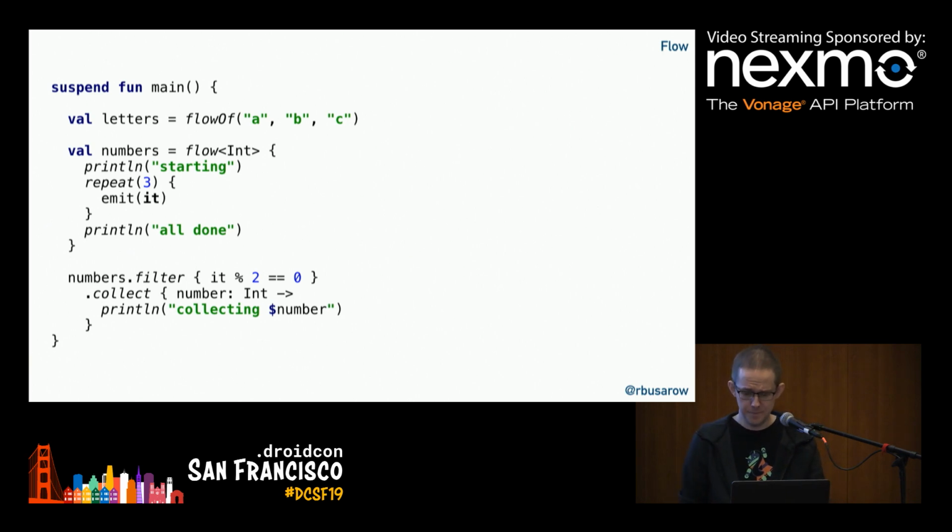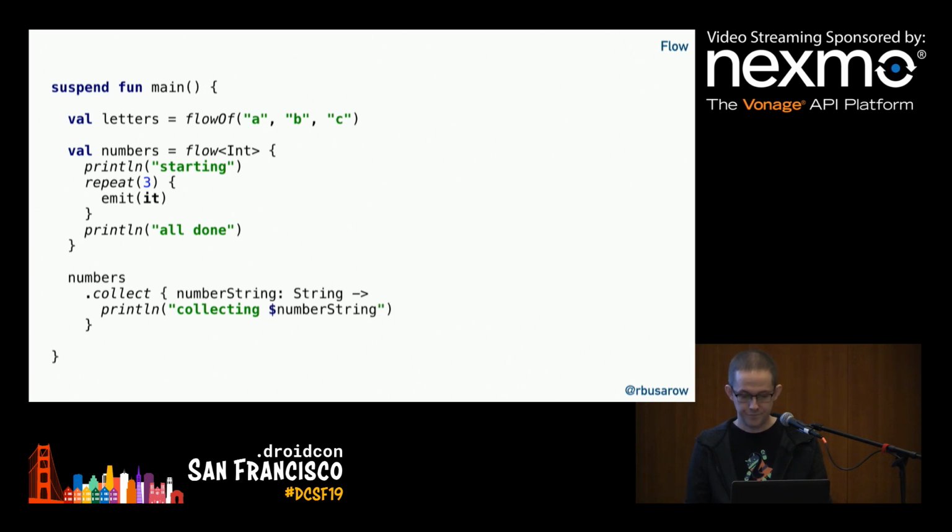And since it's a sequence, they don't inherit from sequence or implement sequence, but they have the same operators. So for instance, you can filter on a flow and you can say, only give me the values which are even. And if we were to run this, yep, you get 0 and 2.